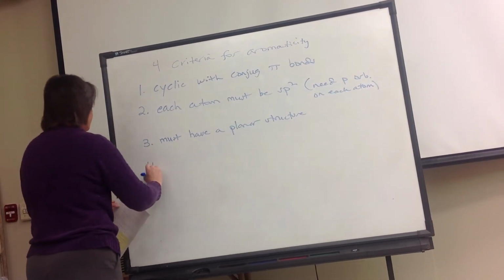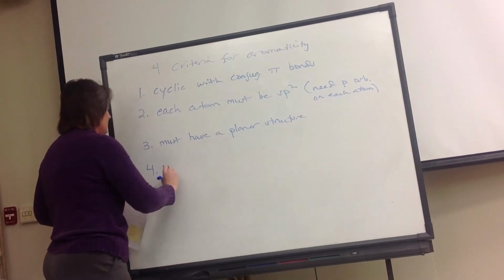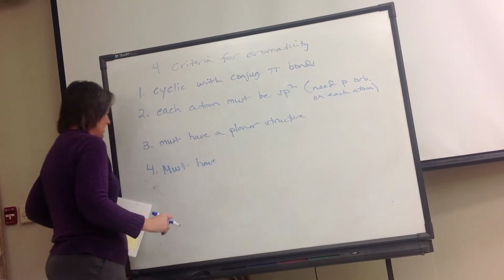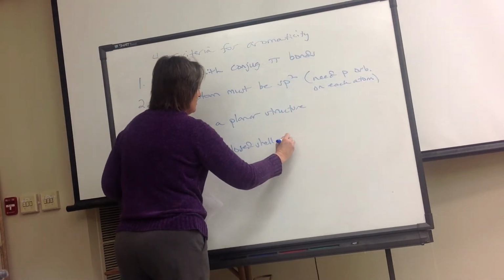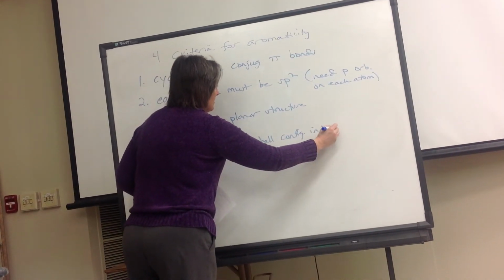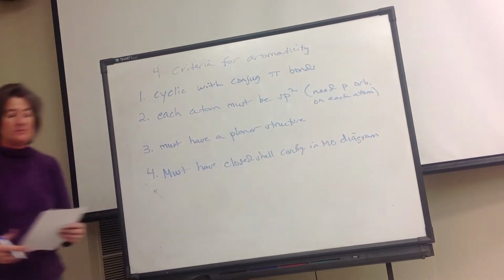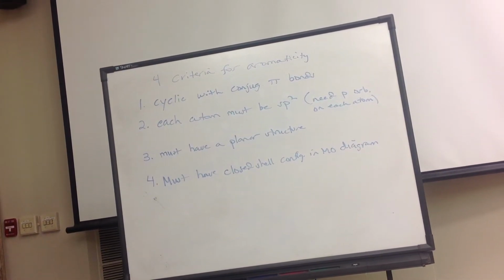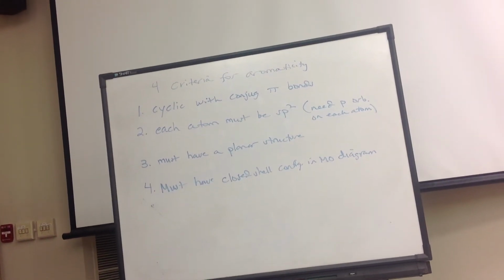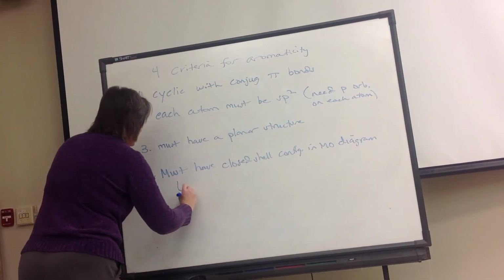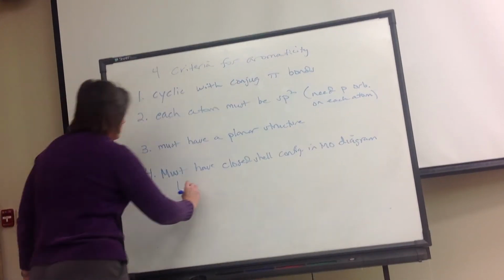And number 4, this allows you to draw your MO diagram. Number 4 is the big thing: you must have a closed shell configuration in your MO. Now we're going to learn another little shortcut. So we learned a shortcut for how to draw. It turns out, and you can prove this to yourselves, that this number 4 happens when you have 4n plus 2 pi electrons.